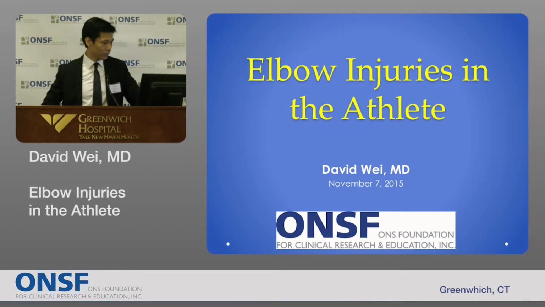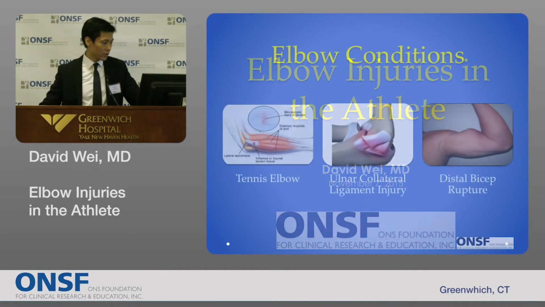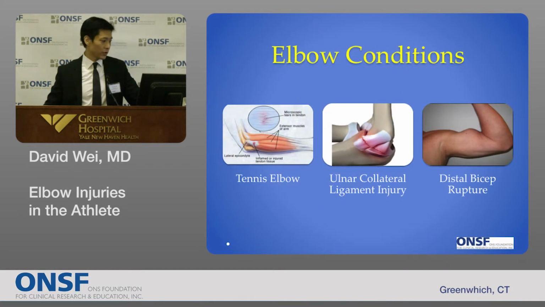We'll start with the first of these conditions, tennis elbow, which is very common and a misnomer, but I'll talk more about that. Ulnar collateral ligament injuries, which affect the medial side of the elbow. And finally, one of my favorite topics, which is distal bicep ruptures. And for better or for worse, this is not my arm that you see over here.